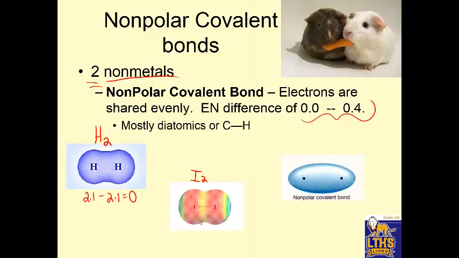Iodine is I2. So what's the diff? Whatever iodine minus iodine is going to equal 0. What's the diff? 0. Equal sharing, so the electrons are evenly distributed. Even distribution of electrons in nonpolar covalent bonds.